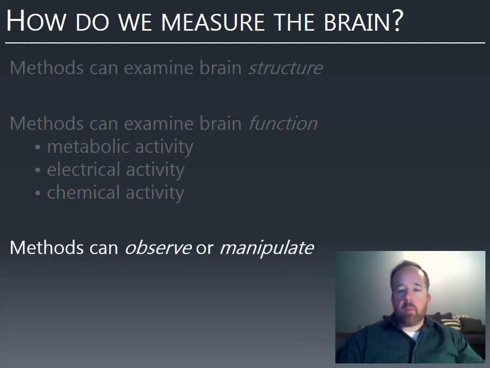Also, methods can observe, so they can look at brain structure, they can look at brain function, they can also manipulate. We're not going to talk about that as much because it's not as relevant for most drug-related research. But there are methods that can interrupt brain activity. If you're interested in what a particular part of the brain does, you can try and determine what it does by shutting down that part of the brain temporarily. Or in certain animal populations, even permanently, you can lesion part of the brain and see what functions the animal loses.